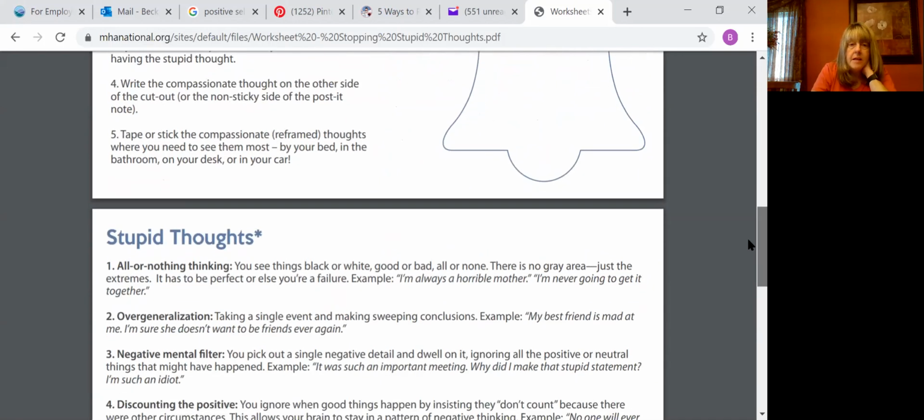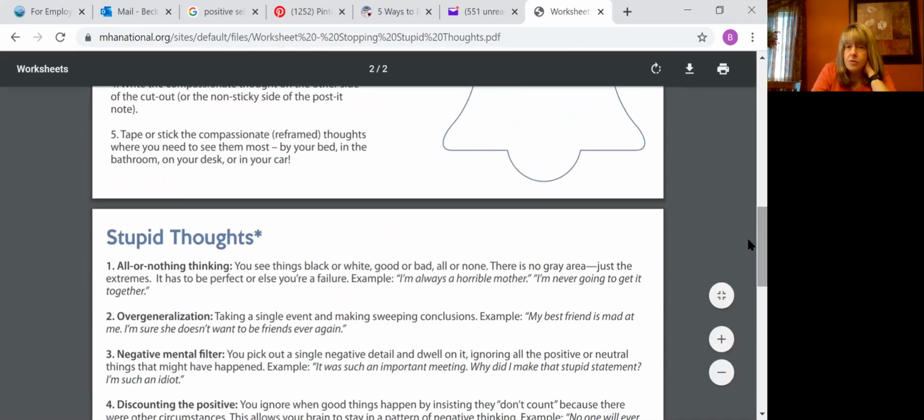So some examples of our cognitive distortions are stupid thoughts. There's one type called all or nothing thinking, and that's when you see things in black and white. So it's either all good or all bad. There's no gray in between. It's just one of those extremes. Something has to be perfect or you're a failure.